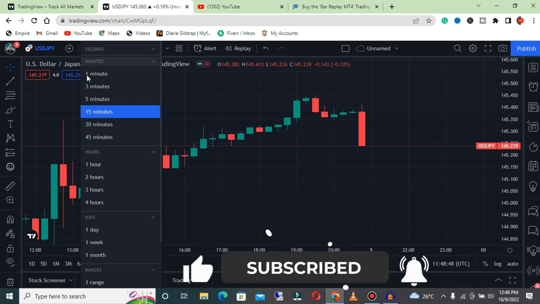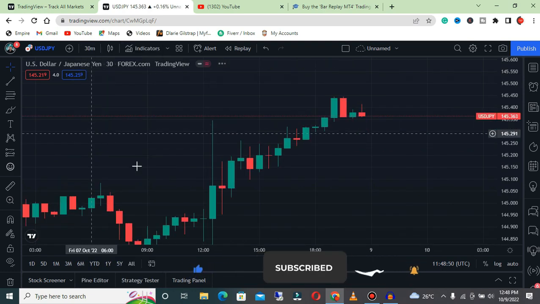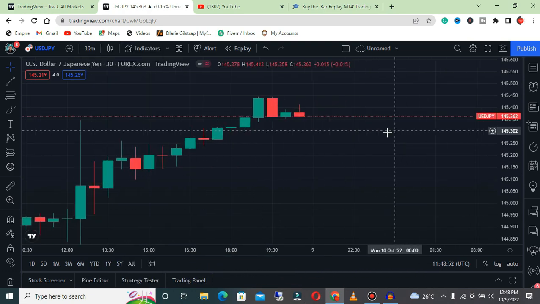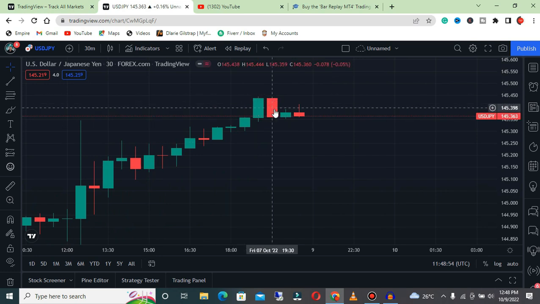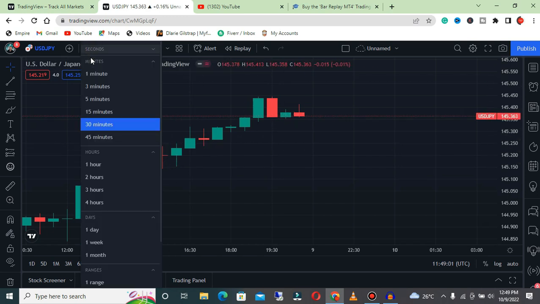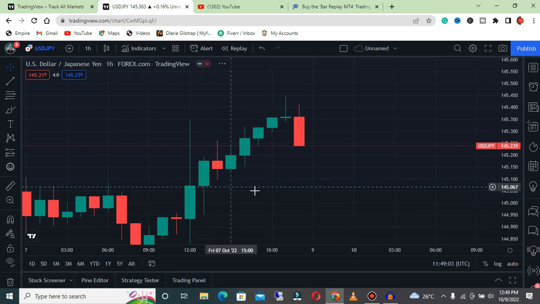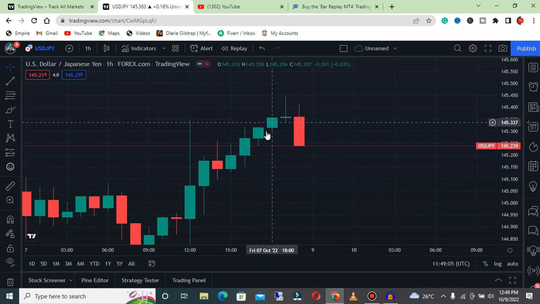If I use 30 minutes, as you can see, the screen changes. It indicates that each candle here represents 30 minutes. The same thing happens with every other candle we have here. I can also decide to do an hour. If I do an hour, it means that each candle right here represents 1 hour, and so on. So that is pretty much all you have to know on the candle time frame.